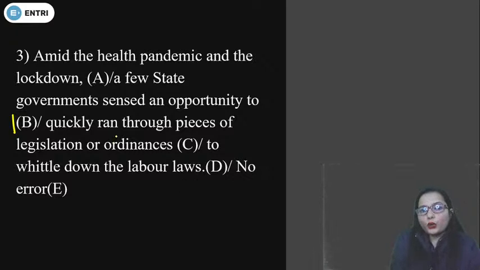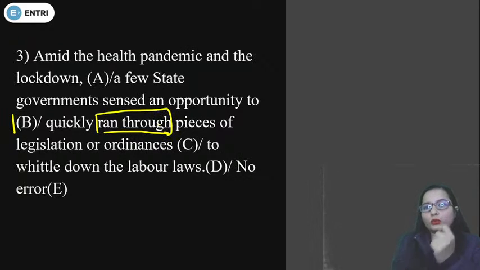But after that, quickly ran through is written over here. Okay, ran through. Can you use ran through here? So here the knowledge of vocabulary is required. Actually, it should be ran through.